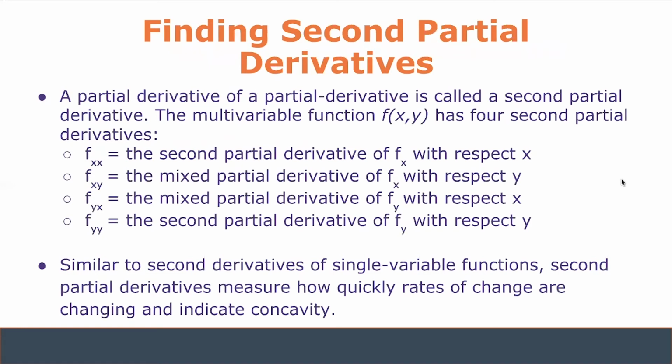A partial derivative of a partial derivative is called a second partial derivative. The simple multivariable function f of xy has 4 second partial derivatives. These are f sub xx, f sub xy, f sub yx, and f sub yy. Similar to the second derivatives of single variable functions, second partial derivatives measure how quickly rates of change are changing and indicate concavity.